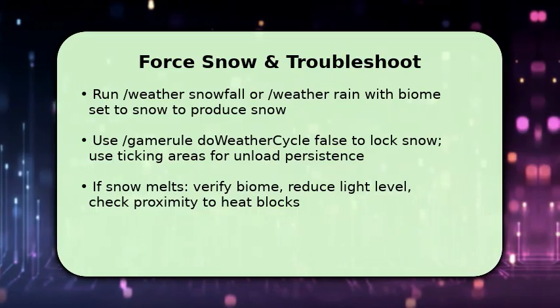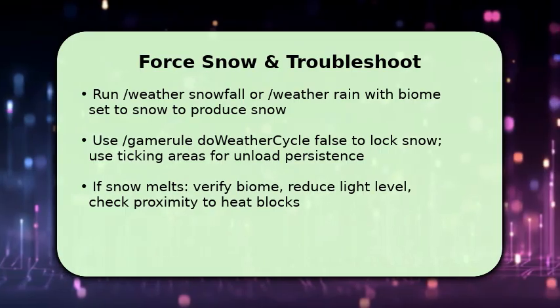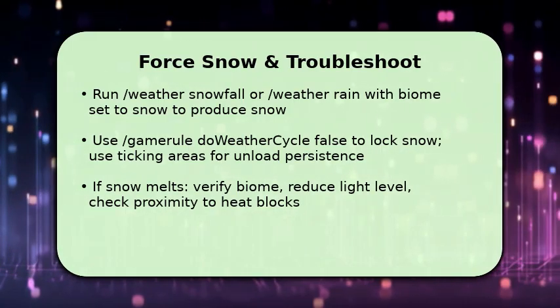If you want constant snow, flip Do Weather Cycle to false immediately after it starts so you lock the precipitation state. Use ticking areas or stay nearby to keep chunks loaded.